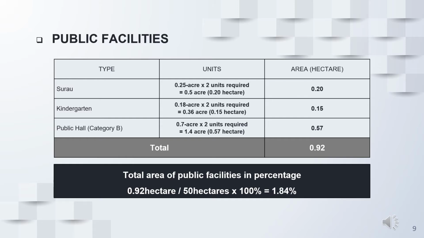And for public hall, 2 units of category B public halls are required for this neighborhood. The total area of 2 public halls is 0.57 hectares. The total area of public facilities is 0.92 hectares or 1.84% of the area.